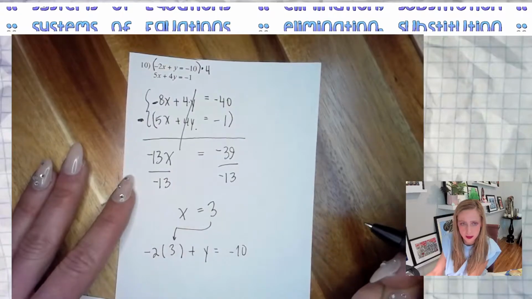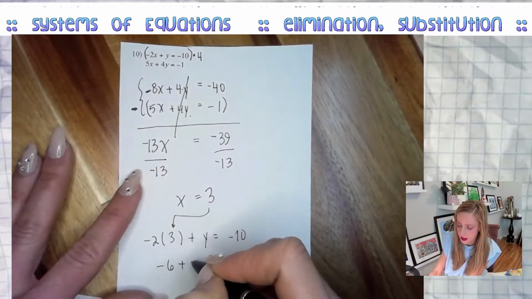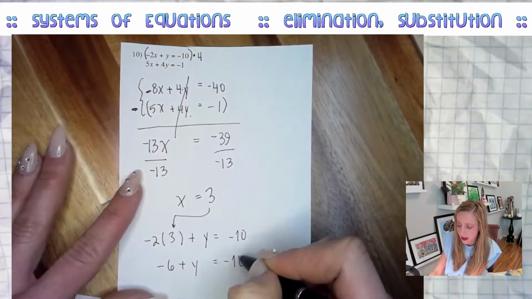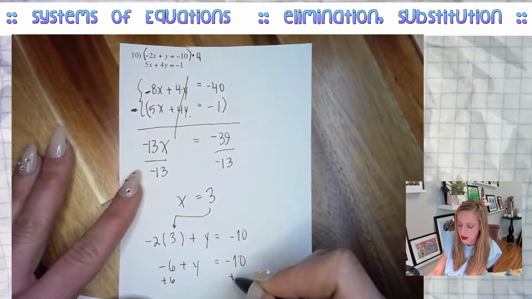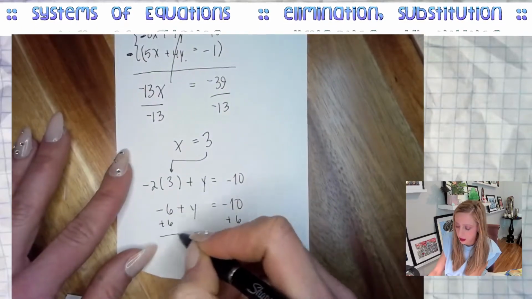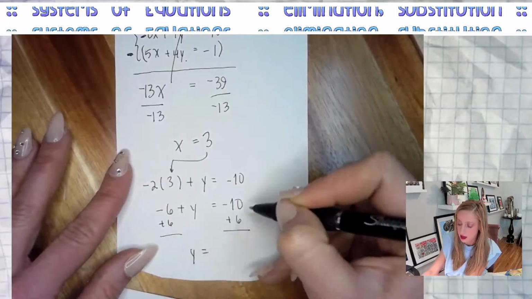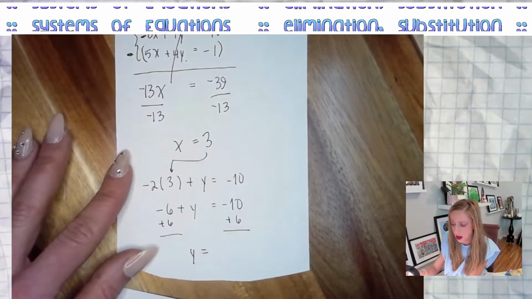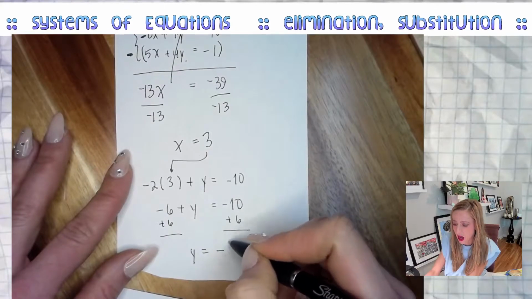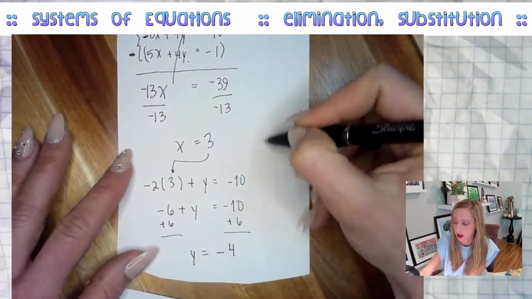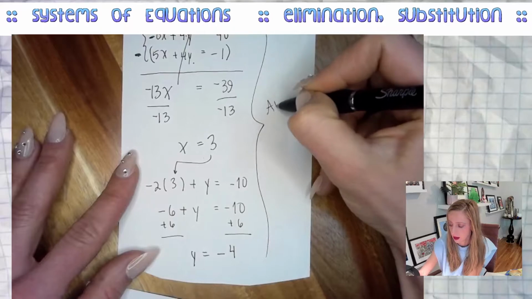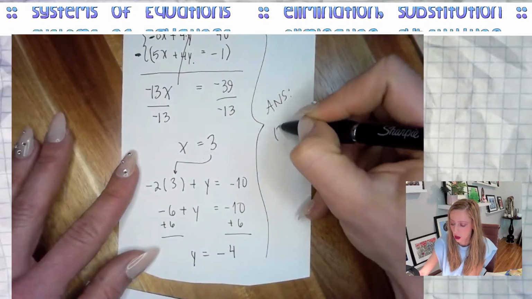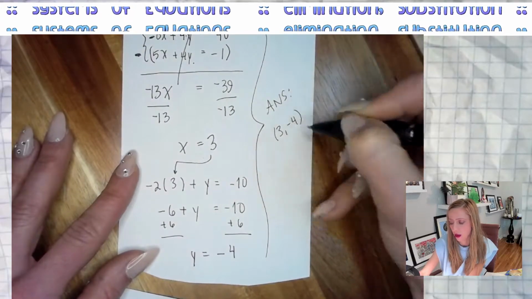Filling in that 3, that's negative 6 plus y is negative 10. Add 6 to both sides to get the y alone. y equals, take your time, negative 10. You're at negative 10 on the number line and you're going right 6 units. You're at negative 4 now. Final answer, or solution, is the ordered pair (3, negative 4).